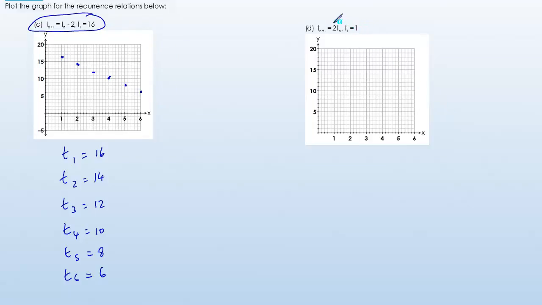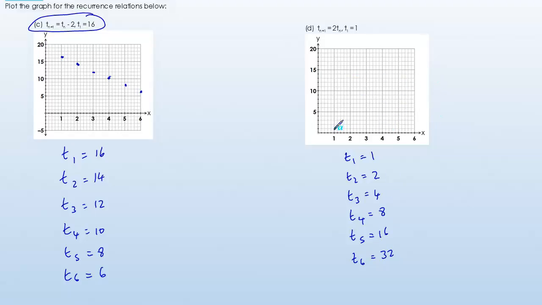This one will be geometric, and we're just doubling to get the next one. So the first one we're told is 1, and then we're doubling. So we're going to get 2. This one's going to be 4, 8, 16, and T6 will be 32. So we're not going to be able to plot T6 on here.